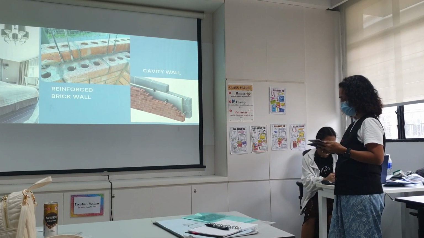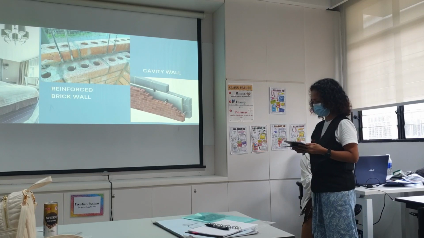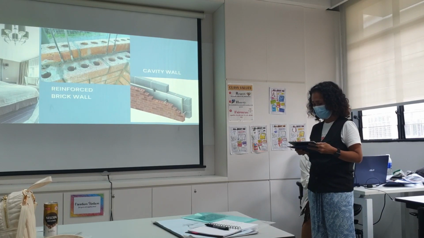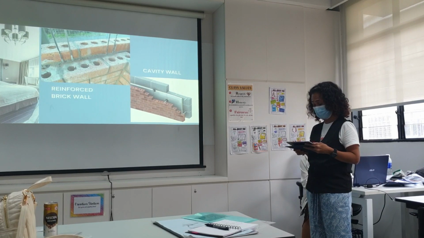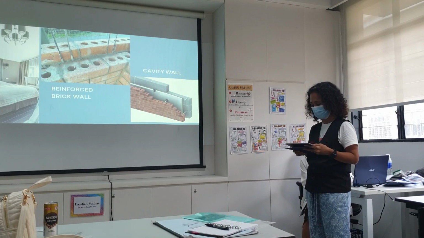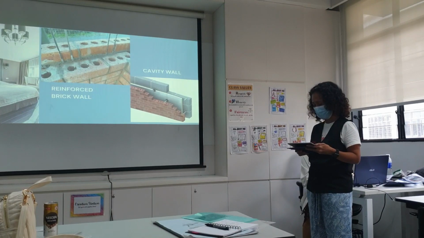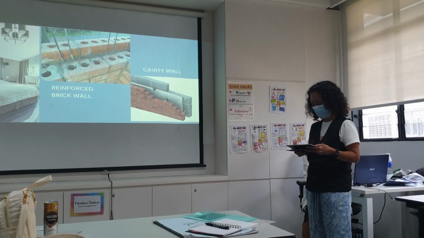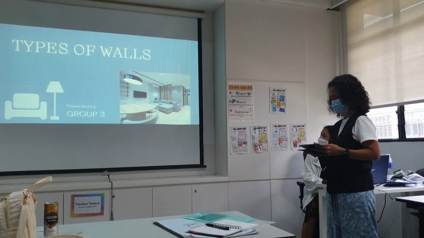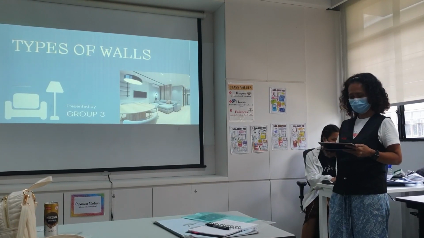Cavity wall. The cavity wall is constructed in two stages, inner and outer, with a cavity ranging from 50 to 100 mm, among which the interior wall is thicker and the exterior wall is thinner. The thicker wall carries all the loads of the slab, and the outer wall tends to resist external moisture and other effects. Okay, that is our types of walls.